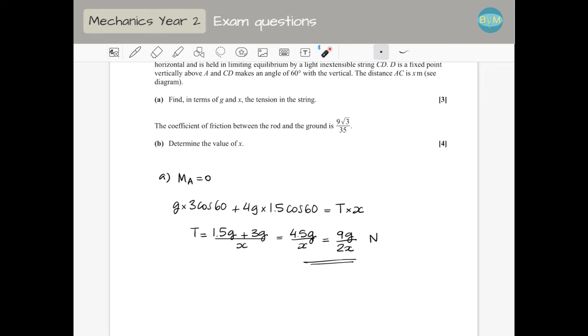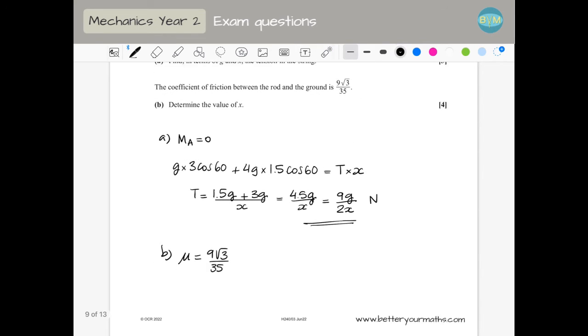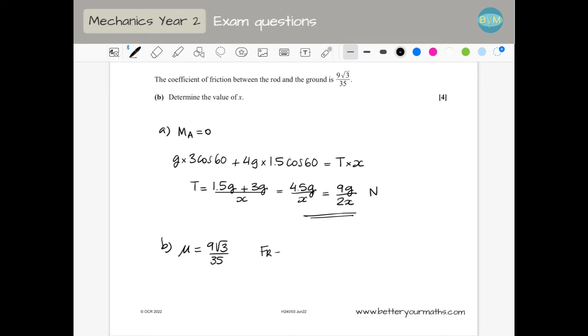Yeah, that's the tension in terms of x and g. Then the coefficient of friction between the rod and the ground is this one. So they give us new information. Mu, the coefficient of friction, is 9√3 divided by 35. And it says determine the value of x. So this coefficient of friction is going to help us find this friction. Because it's in limiting equilibrium, the friction is going to be maximum. So we can say that the friction is going to be mu times the normal reaction.